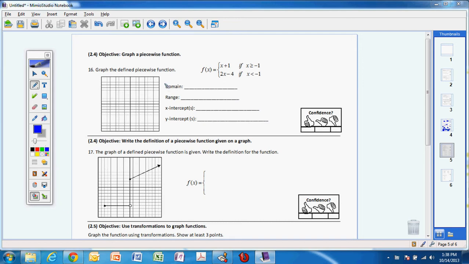Page 4 of Review Worksheet 2. So again, starting with number 16. It wants us to graph the defined piecewise function.